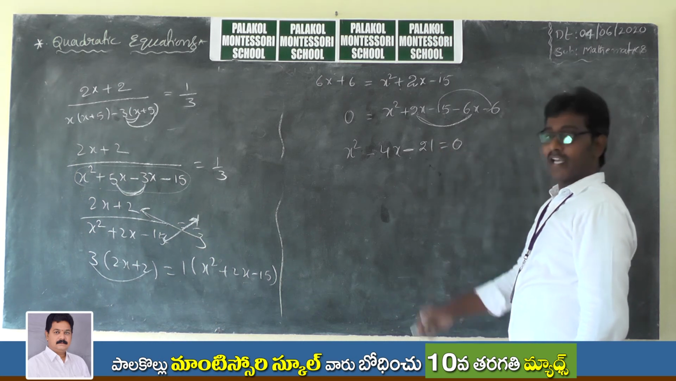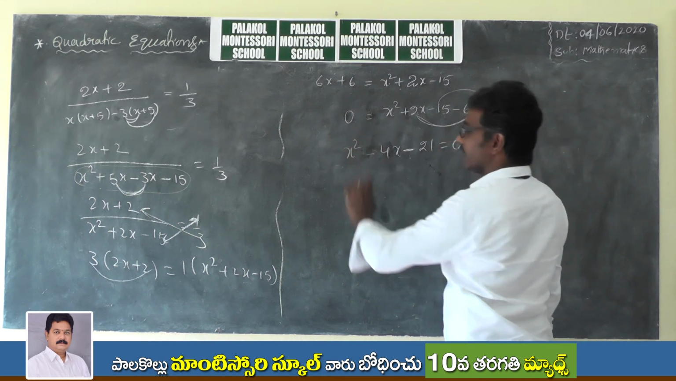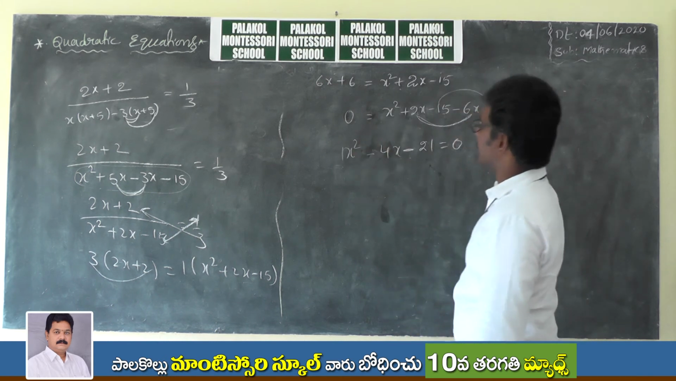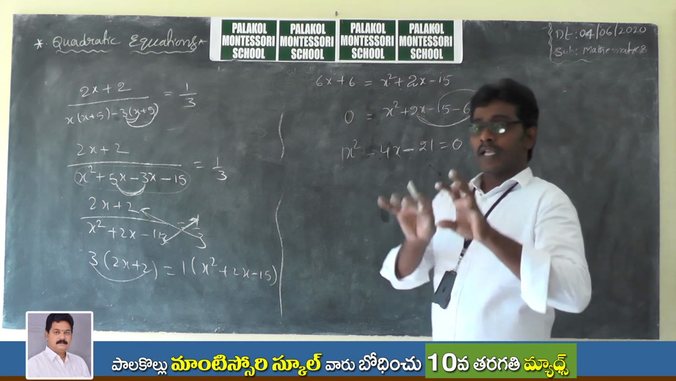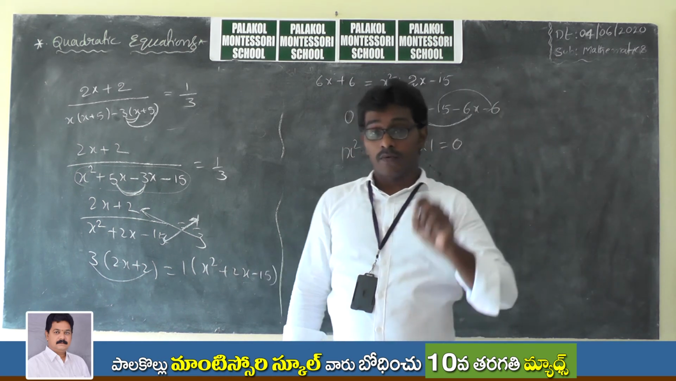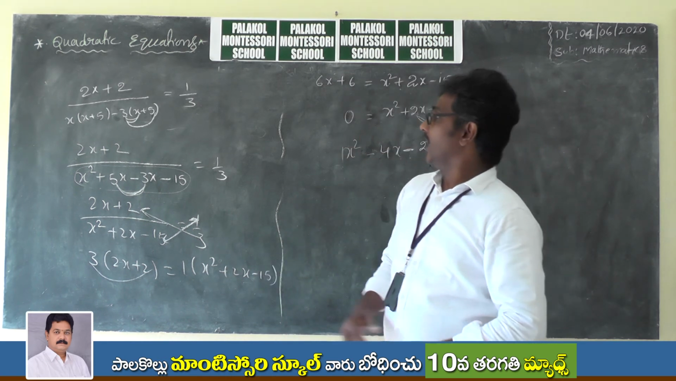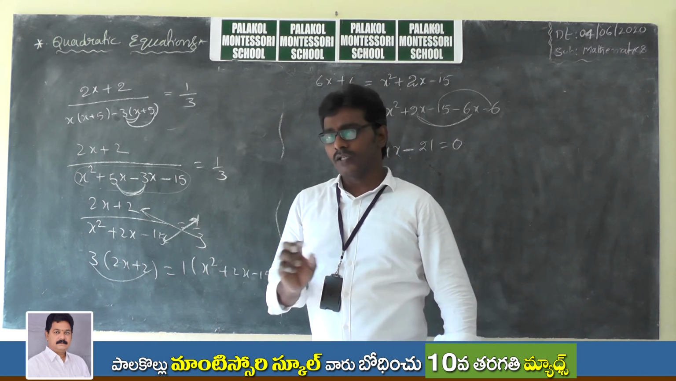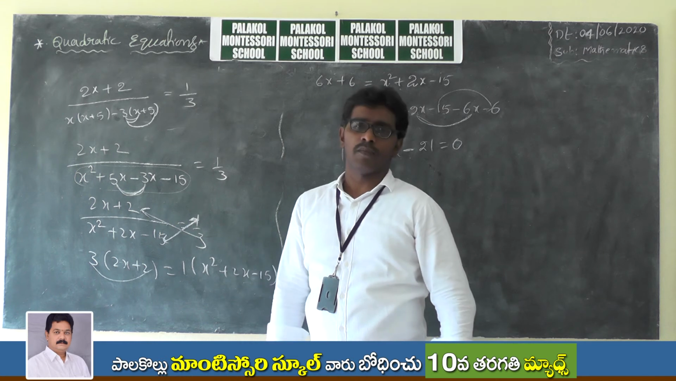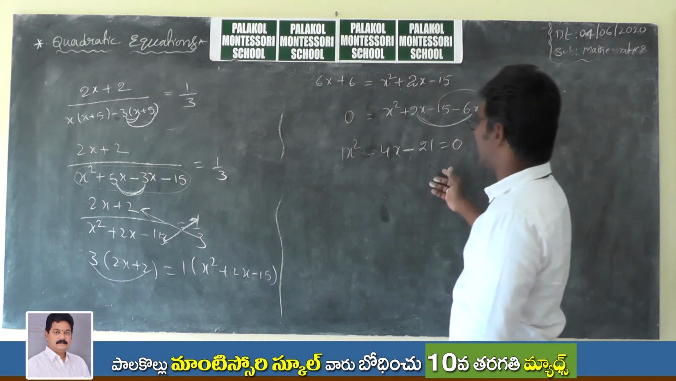What type of quadratic equation is this? Monic quadratic equation. Why? Because the coefficient of x square is 1. You observe the completing the square method. But guys, wait. In the sum, no particular method is mentioned. In that situation, you can do any method.